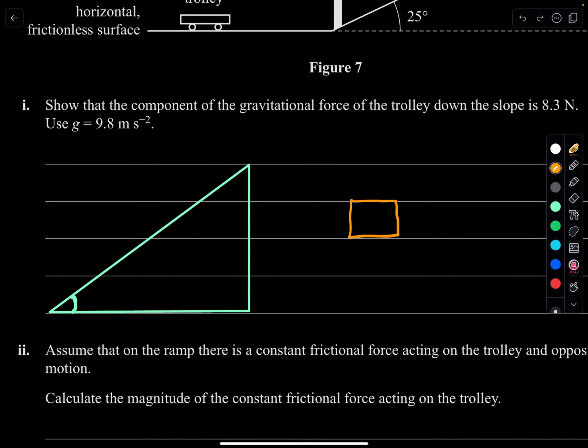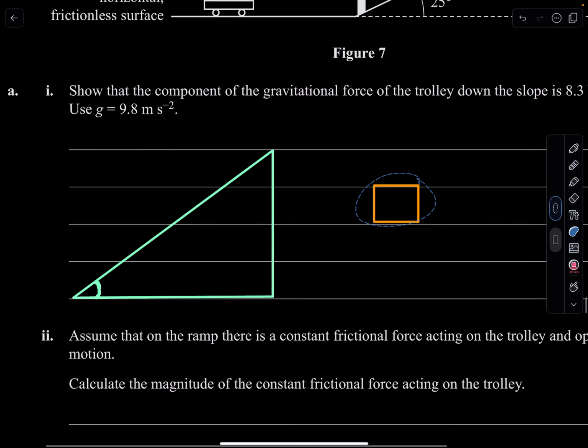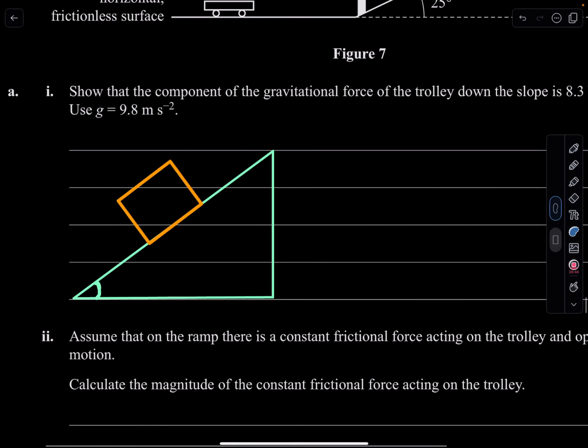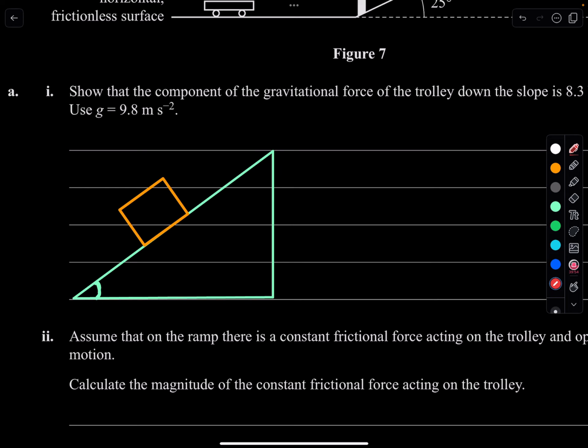Let's just draw a block. This block here, I'm going to move it here, like that. Nice. And so this block is going to have, of course, a force of gravity that's going to be vertically down. Of course, it's going to have a normal force, but who cares about the normal force? We only want the gravitational force.